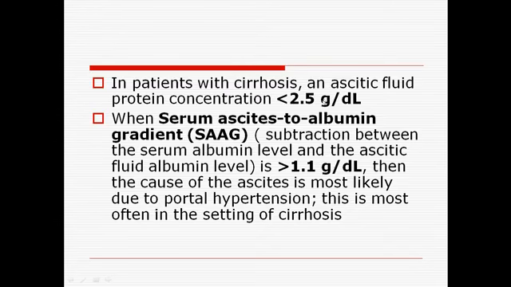In a patient with cirrhosis, the ascitic fluid protein concentration is less than 2.5 gram per deciliter. Please remember this figure. Serum ascites albumin gradient, SAAG, is the subtraction between the serum albumin level and the ascitic fluid albumin level. If it is more than 1.1 gram per deciliter, then the cause of the ascites is most likely portal hypertension, most often in the setting of cirrhosis. Please remember this. The examiner may ask you, what is serum ascites albumin gradient?